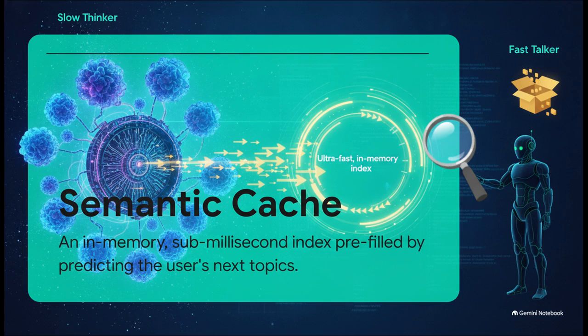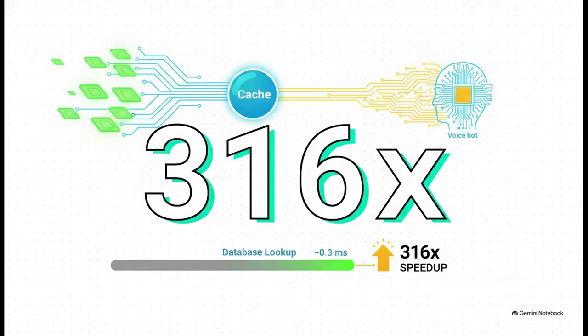So when it's the bot's turn to speak, the foreground fast talker just checks that local cache, and the answers are already waiting. The results of this dual agent architecture are honestly staggering. By reading straight from this cache, the system gets a 316 times retrieval speedup. It drops the database lookup time from 110 milliseconds down to just over a third of a millisecond. It completely obliterates the RAG latency bottleneck, keeping the voice bot lightning fast and incredibly smart.